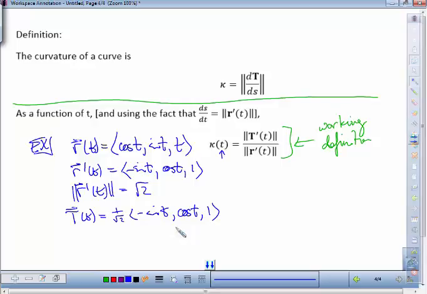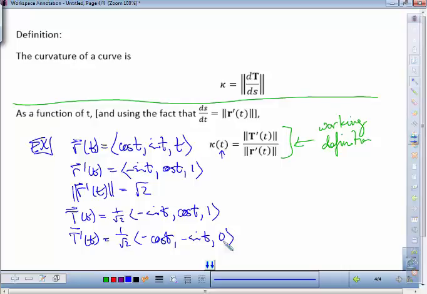And so I want the derivative of this. So that's what this top part is saying. I want the derivative of this. And because this is a constant, I'll just leave the constant out and take the derivative of the inside. So the derivative of sine is cosine, but it's negative, so it's negative cosine, negative sine, and 0.